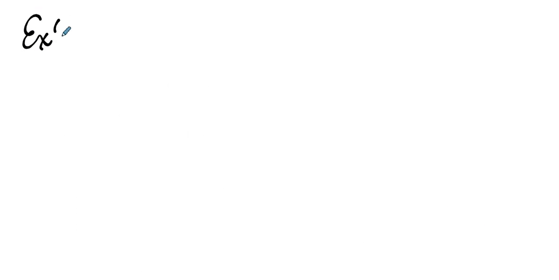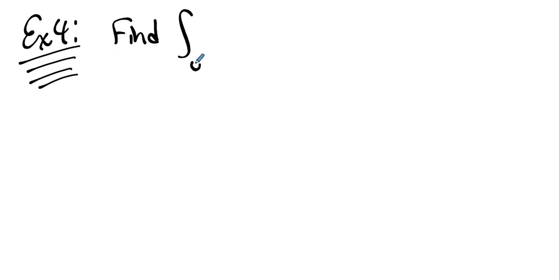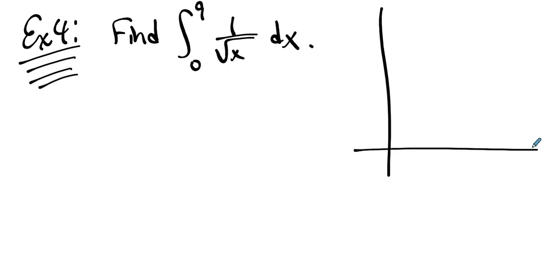So if I may, let's find the integral from 0 to 9 of 1 over radical x dx. So what does that mean? Well, here's the curve 1 over radical x. Here's 9. Here's 0. This area, well, it's hard to describe because the function goes to infinity as x approaches 0 from the right. So how do we handle that?